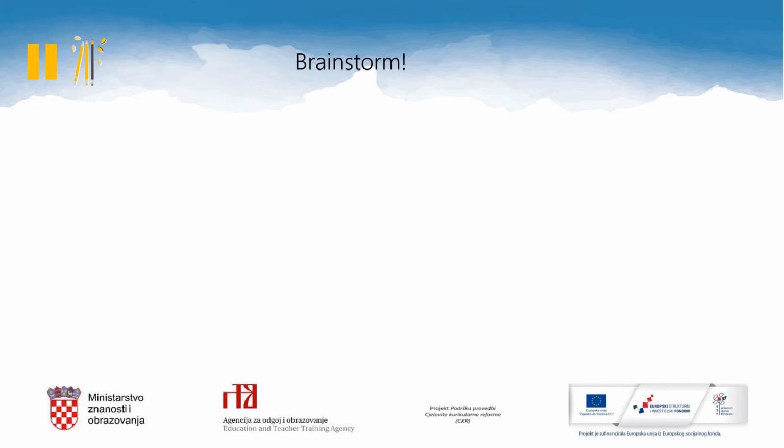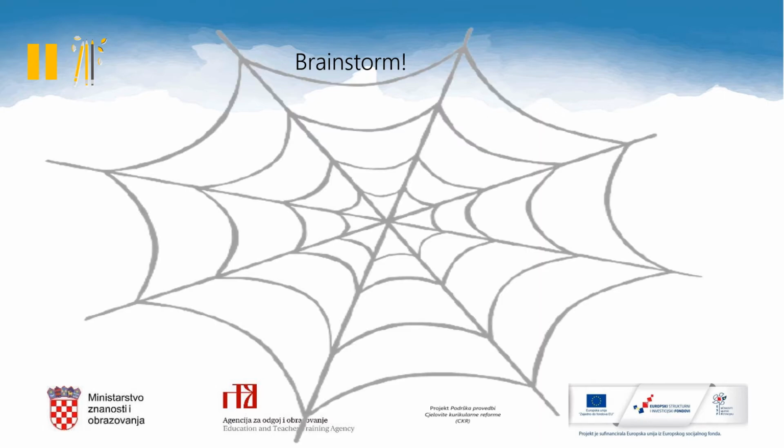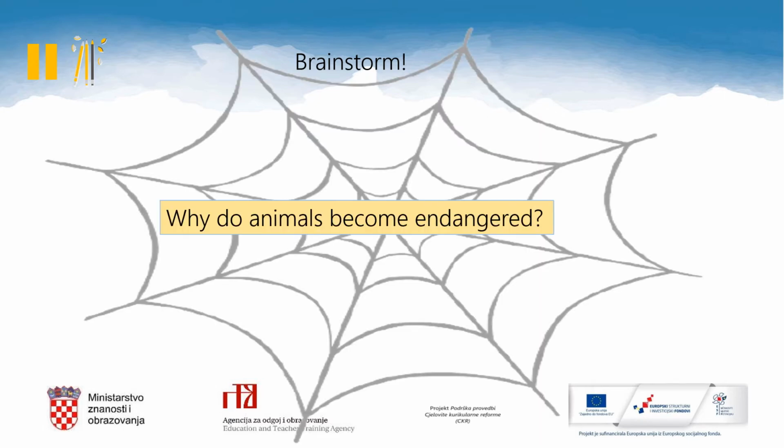Now I would like you to take your pencils and your notebook and to think about the following question. Why do animals become endangered? You can write down your thoughts as a brainstorm, so whatever crosses your mind is okay. Write it down. You can pause the video and we will check your thoughts and mine afterwards.